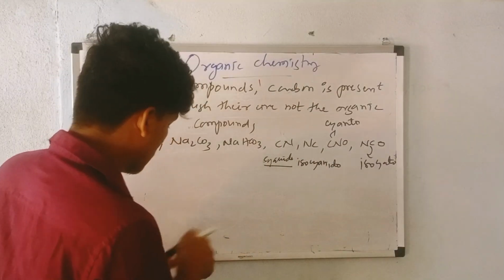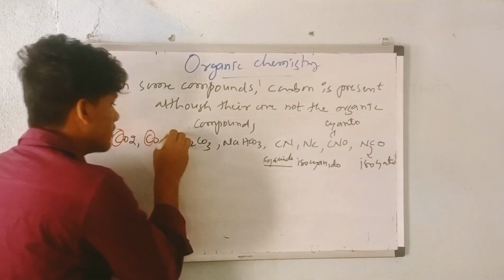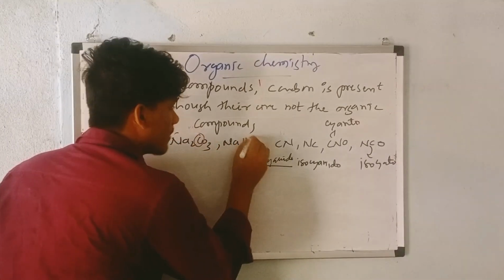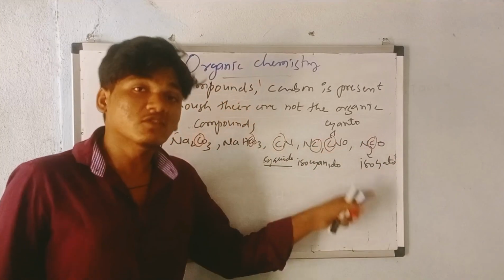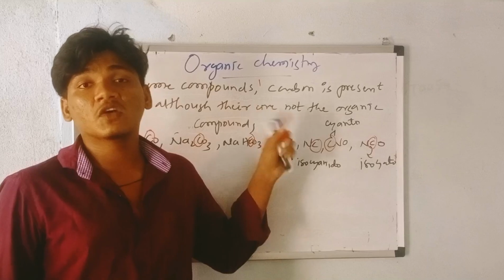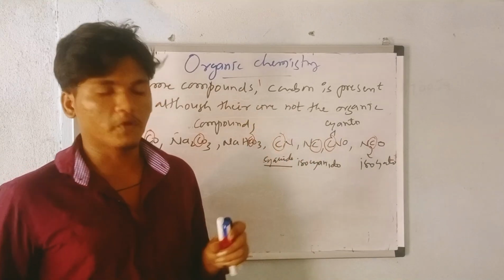You see here in this compound, this is the carbon, right? You can find carbon here, and here, and carbon. Although they have carbon, they are not organic compounds. These are inorganic compounds. Remember these compounds, very important.